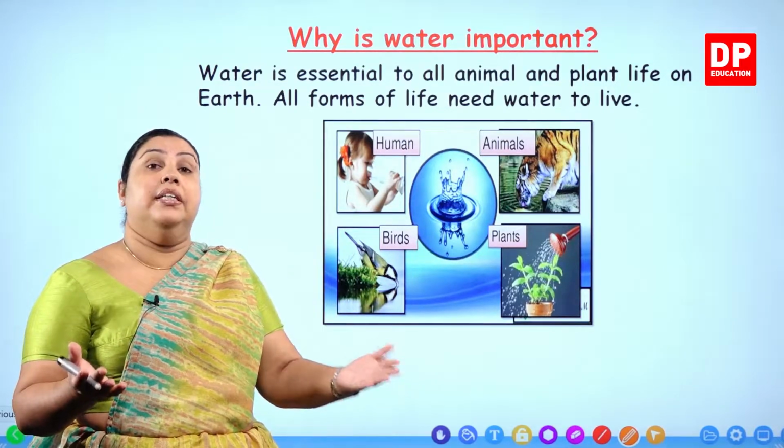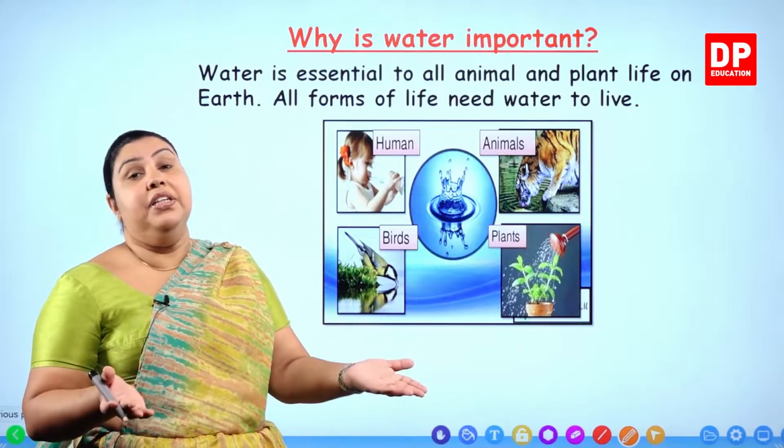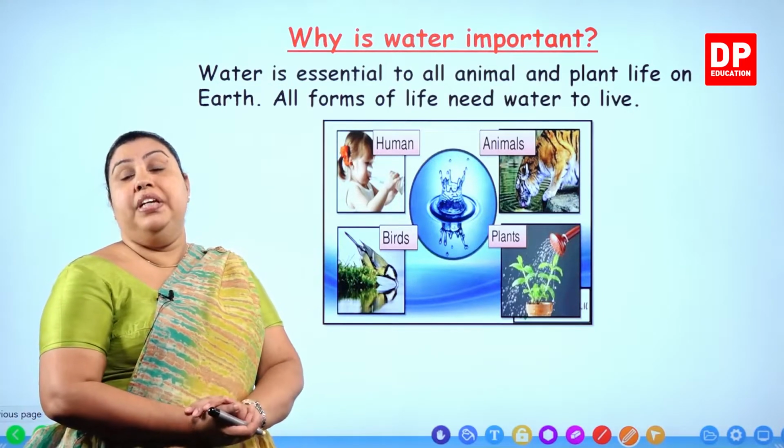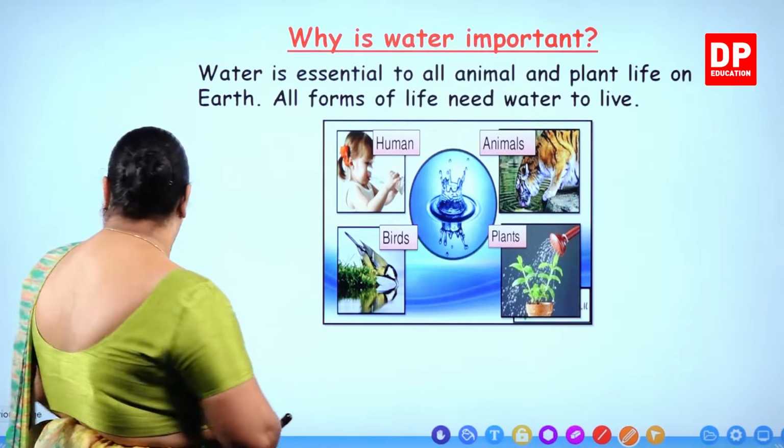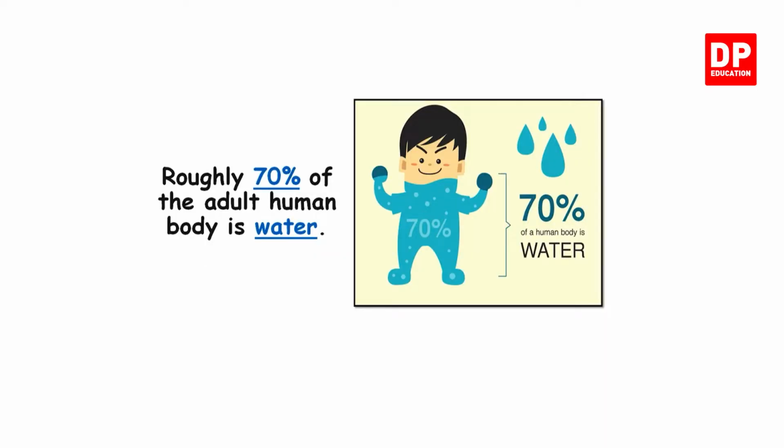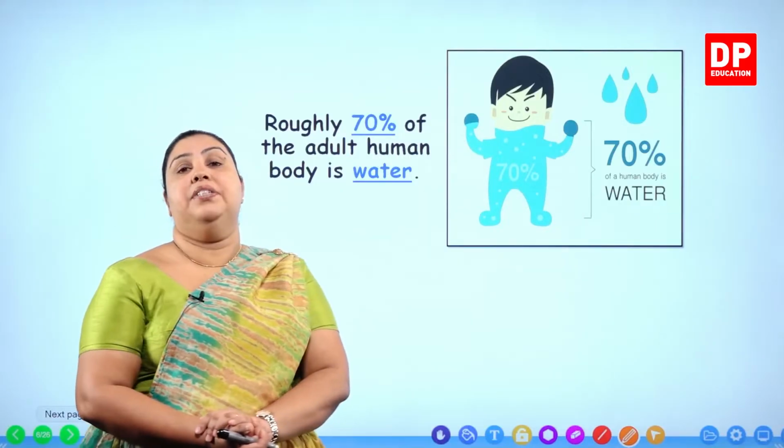Let's take a look at the next slide, where that will show you how much water we need and how much water we have in our body. Come, let's go and see. Roughly 70% of the adult human body is water.